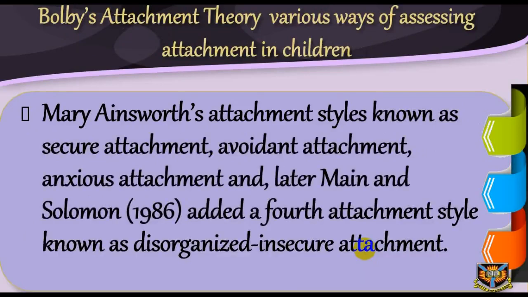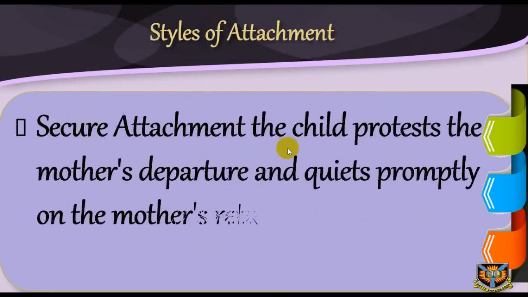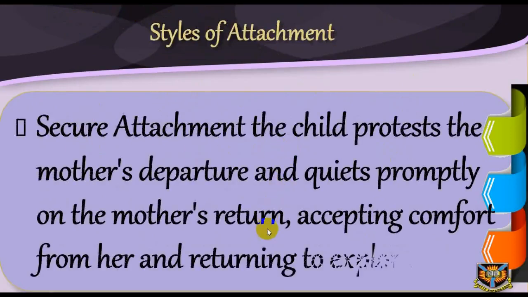Secure attachment. The attachment figure responds appropriately, promptly, and consistently to the emotional as well as the physical needs of the child. She helps her child to tolerate and regulate stress, and as a result, the child uses her as a secure base in the home environment. The child protests the mother's departure and quiets promptly on the mother's return, accepting comfort from her and returning to exploration.